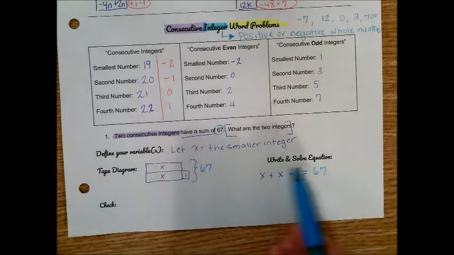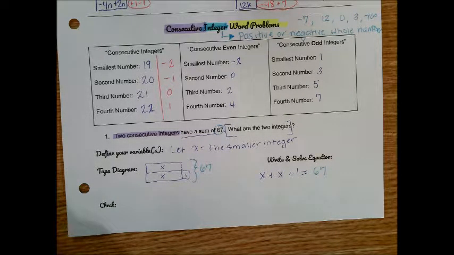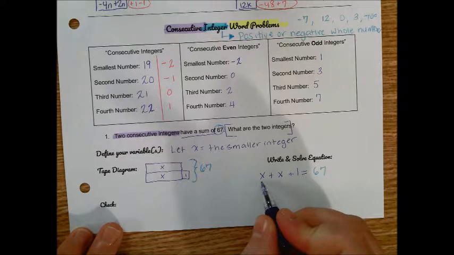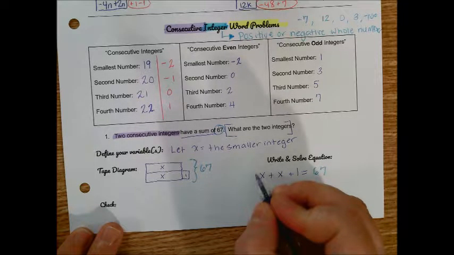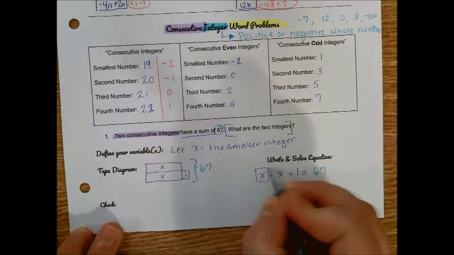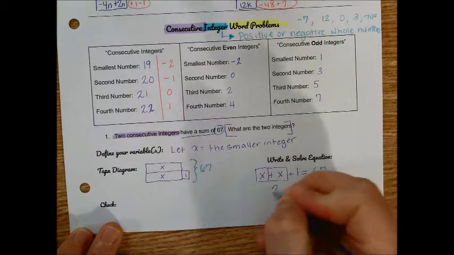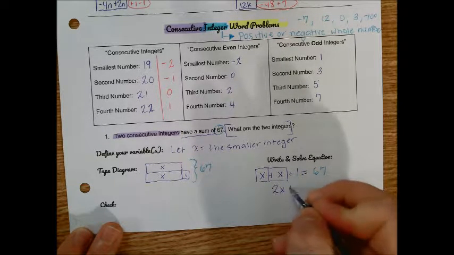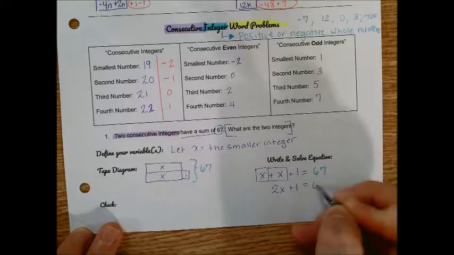I was asked to write and solve this equation. We talked about how to solve more complicated equations yesterday. The only difference between this and equations that you've solved before is that you need to combine like terms on the left-hand side before we can solve. And we've been working on that. We've been simplifying expressions for all of January. So instead of x plus 1, we know that we could take x plus x and instead think of it as 2x plus 1. And that's what's equal to 67.